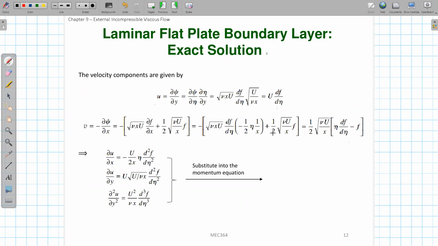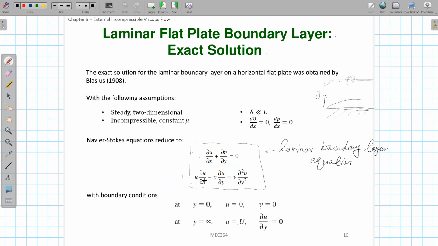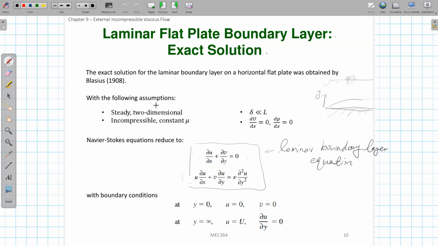Okay, and with this u and v, because this is the equation we only need to solve, right? So now we know the u and v. We also need to know partial u partial x, partial u partial y, partial square u partial y square, right? So from this u, you can also calculate each term as a function of f. You substitute all these things, u and v, into this momentum equation.